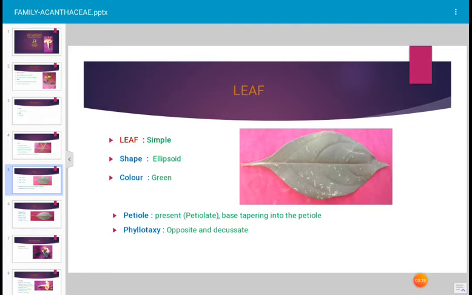If the petiole is present, then you have to describe the leaf as a petiolate leaf, and the base is tapering into the petiole. Petiole is the stalk of the leaf. And how is the phyllotaxy? What is phyllotaxy? Phyllotaxy means arrangement of the leaves on the stem of the plant. Phyllotaxy is opposite. The leaves are arranged opposite to each other, and in some cases in the upper part of the plant, decussate arrangement of leaves is common.